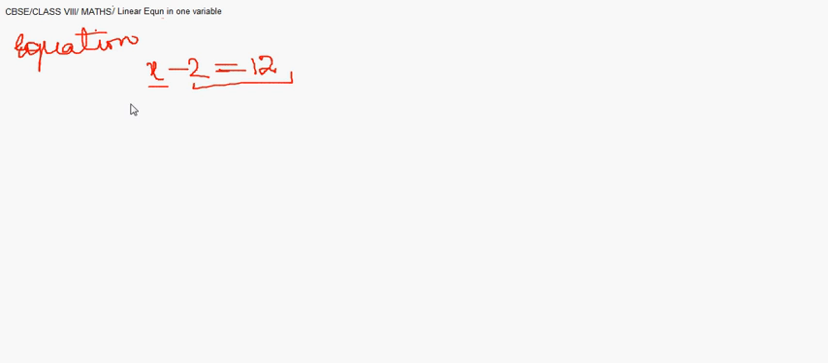Now when an equation involves only linear polynomials, we call it a linear equation. Look at x minus 2, that's a linear polynomial. You have previously learnt about how a polynomial is referred to as a linear polynomial or quadratic polynomial or cubic polynomial. So this one is a linear polynomial. That means the power of the variable here is only 1. A linear equation involves a linear polynomial.